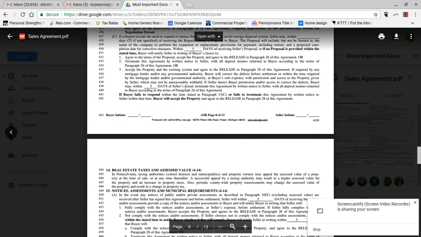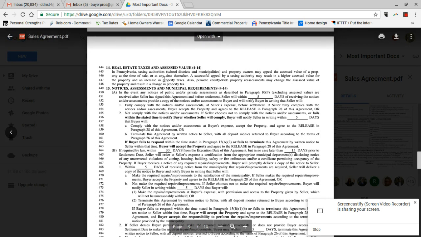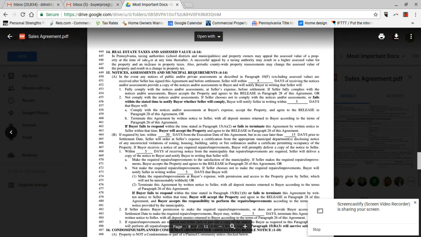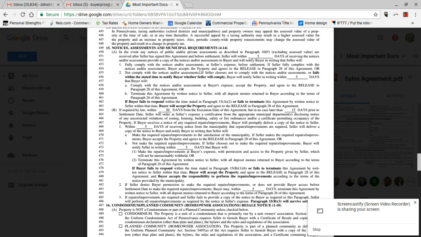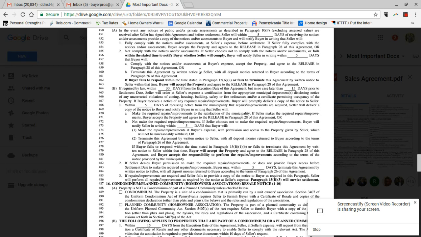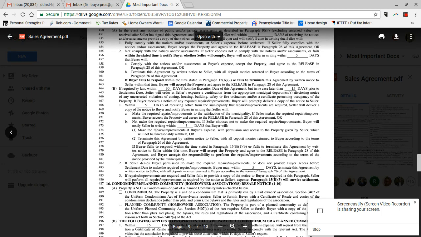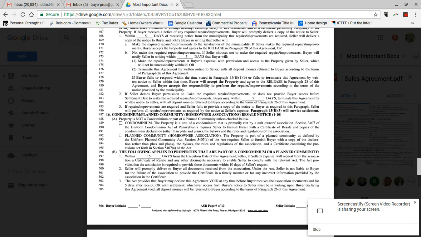Okay, so we're into, after inspections, we're at the assessed value. It lets you know that if the owner's got a reassessment happening, they have to let you know. And if anything changes, or if they get a notice, like a fine because they didn't mow the lawn or something like that, they have to let the buyer's agent know within 5 days of receiving it. And this tells you how it should get remedied and how many days you have to do all that.